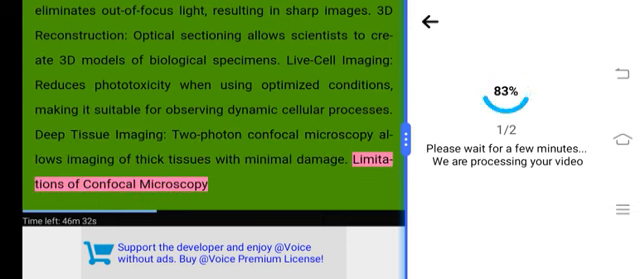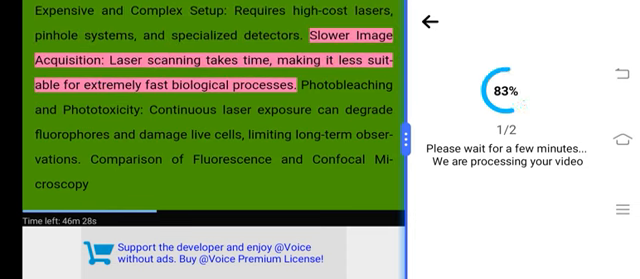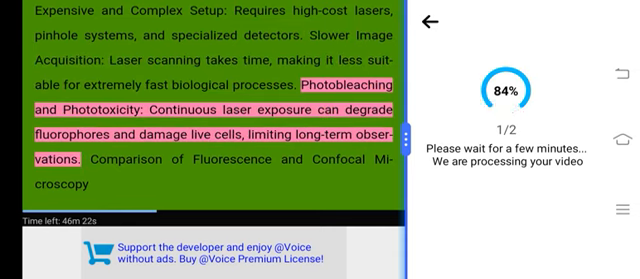Limitations of confocal microscopy. Expensive and complex setup. Requires high-cost lasers, pinhole systems, and specialized detectors. Slower image acquisition. Laser scanning takes time, making it less suitable for extremely fast biological processes. Photobleaching and phototoxicity. Continuous laser exposure can degrade fluorophores and damage live cells, limiting long-term observations.